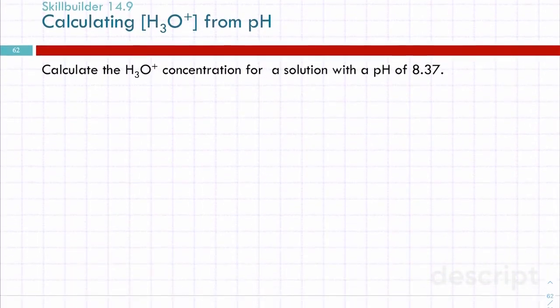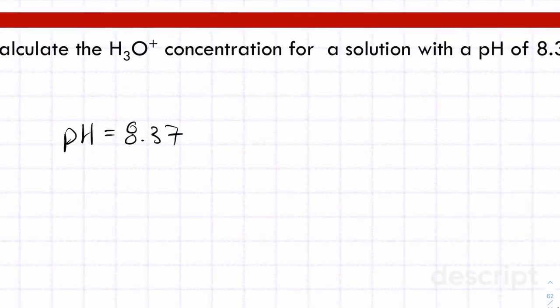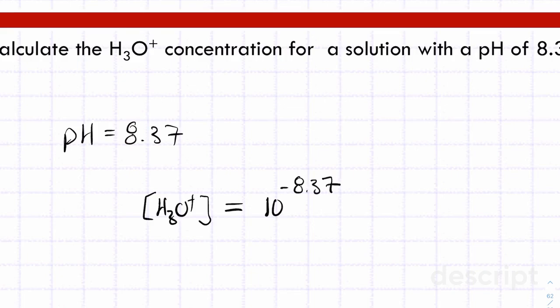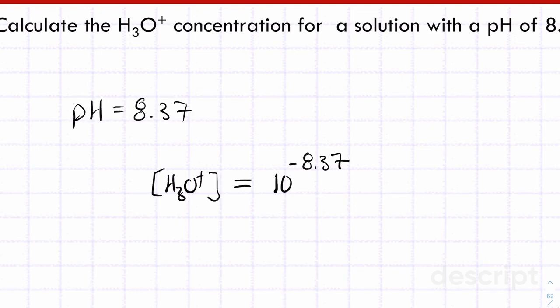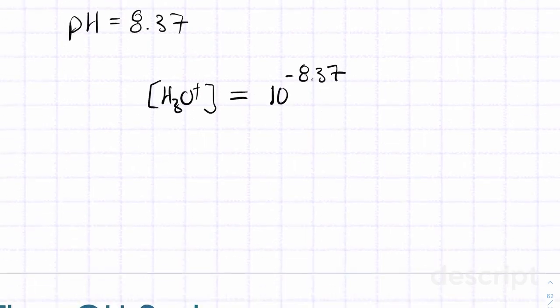Okay. So if we have a solution with a pH equals 8.37, then to calculate the H3O plus concentration, that's going to be 10 raised to the negative 8.37. And how many sig figs does a pH of 8.37 have? 2. So take your calculator, 10 raised to the negative 8.37. And that's going to be 4.2658 times 10 to the negative 9. And then the correct number of sig figs will be 4.3.